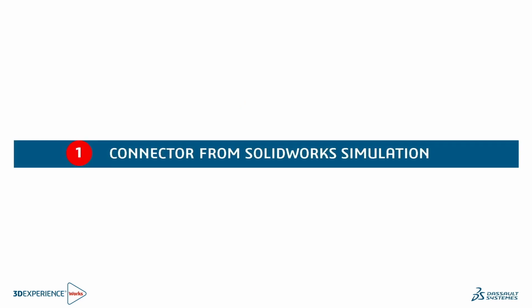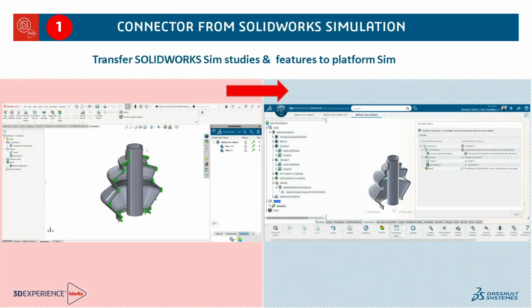So first, let's get started with the connector from SOLIDWORKS Simulation. You can use this connector from SOLIDWORKS Simulation to transfer SOLIDWORKS Simulation studies and features to the platform simulation. By using this connector, you will save time because you can reuse some of the features that you already defined in SOLIDWORKS Simulation. So you don't have to redefine them again. So let's see how it works.